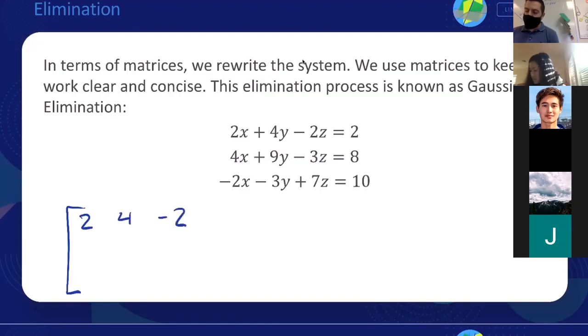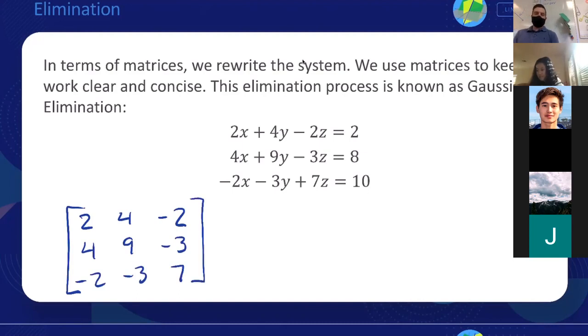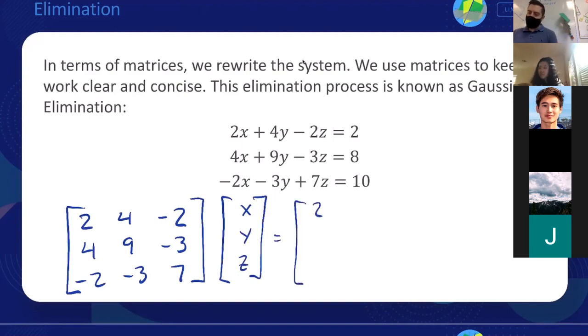So I'm going to have my coefficient matrix that we did yesterday, that are just the coefficients of the equations, where I make sure the x's, the y's, and the z's line up in the same column, times x, y, z. Okay, a column vector with an x, a y, and a z in it, should give me a column vector with a 2, an 8, and a 10 in it.